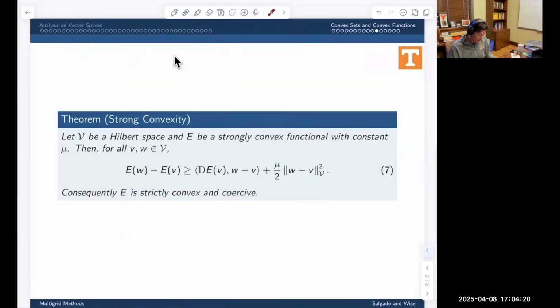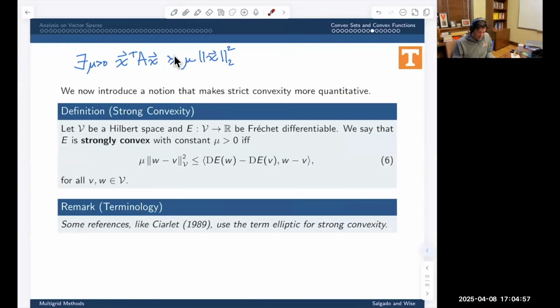Strongly convex. Okay, so now we have a theorem. Let V be a Hilbert space, and let's suppose that E is a strongly convex functional with the constant mu. So mu has to be positive. So, don't forget that. Then, for every V and W in the Hilbert space, the difference between the function EW and EV is greater than this sum of things. This is the same term that appeared previously here as a lower bound for our monotonicity measure.